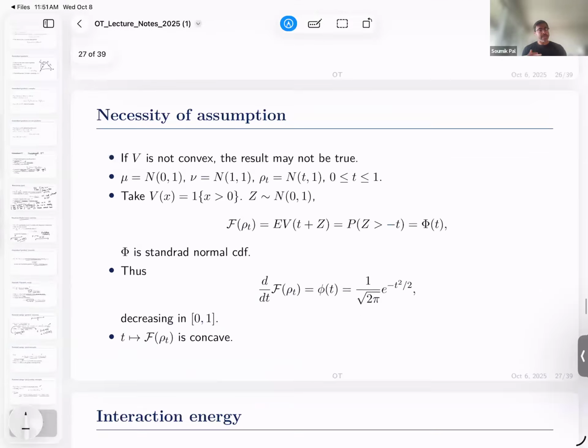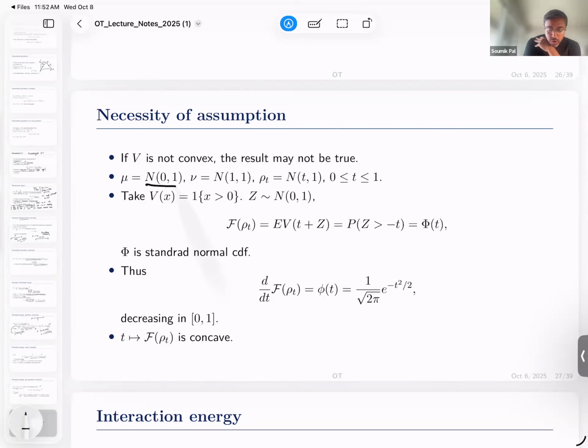Now let's consider, is this really necessary? Do I need to assume V to be convex for this potential function to be geodesically convex? The point is that you have to assume something. So here I have a counterexample of a function which is not geodesically convex. So let's see this.